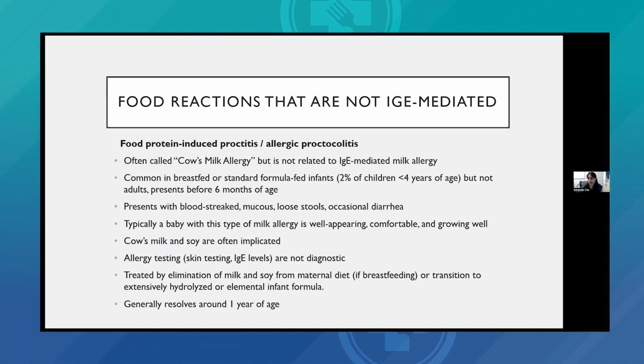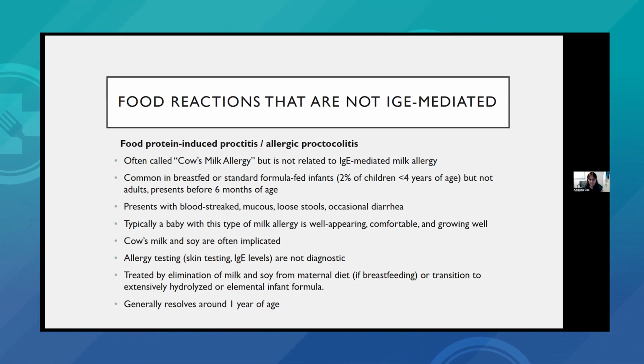How do we know a baby has this? Well, usually they will present to the pediatrician with blood-streaked stool, mucus, or loose stools, and occasionally diarrhea. Generally, the babies who have this sort of milk protein proctocolitis are very well. They don't have any discomfort. They're growing well, they're gaining weight, and the only sign of it is in the diaper, in the stool. Cow's milk and soy are often implicated, so these are generally avoided.